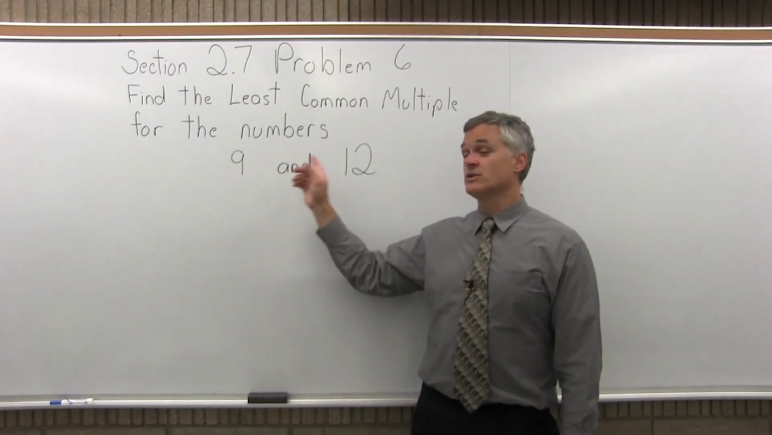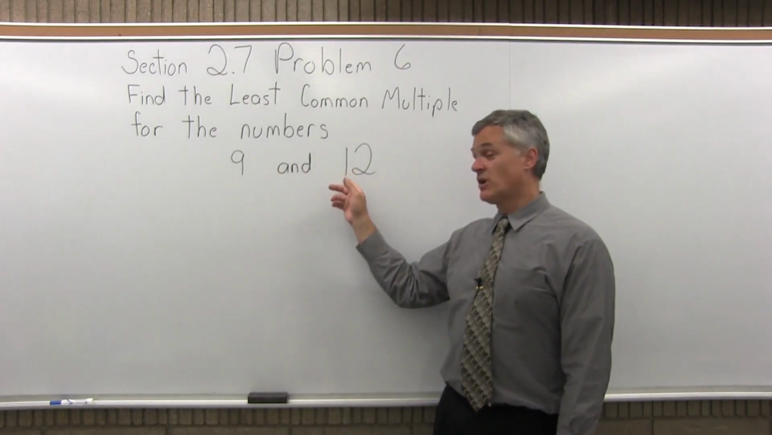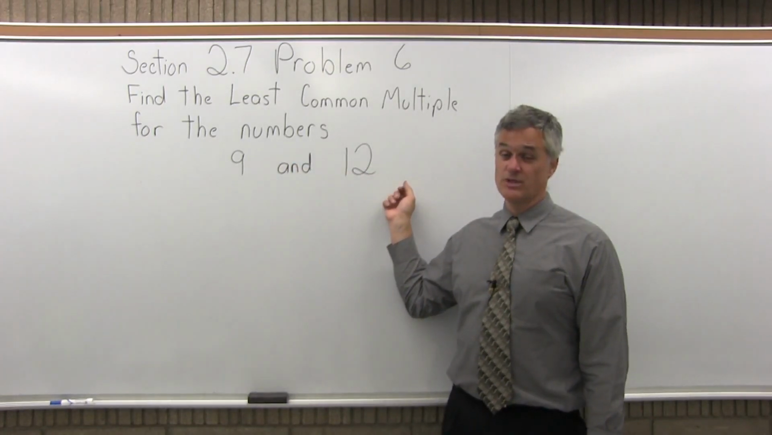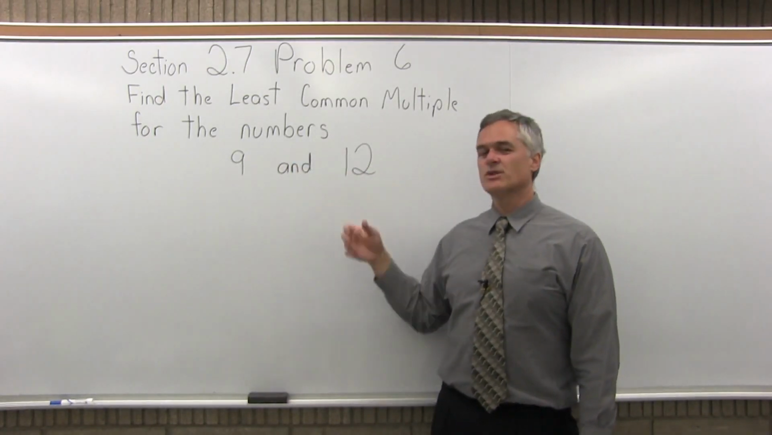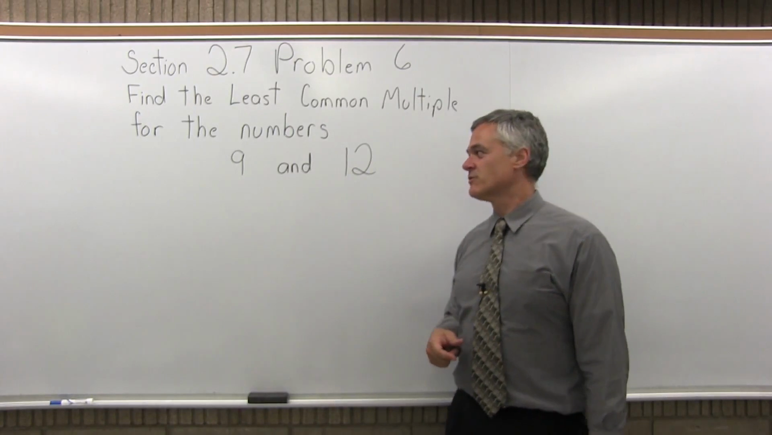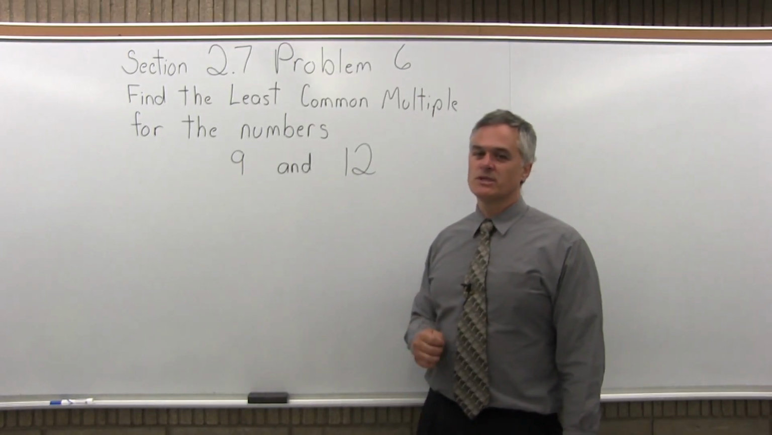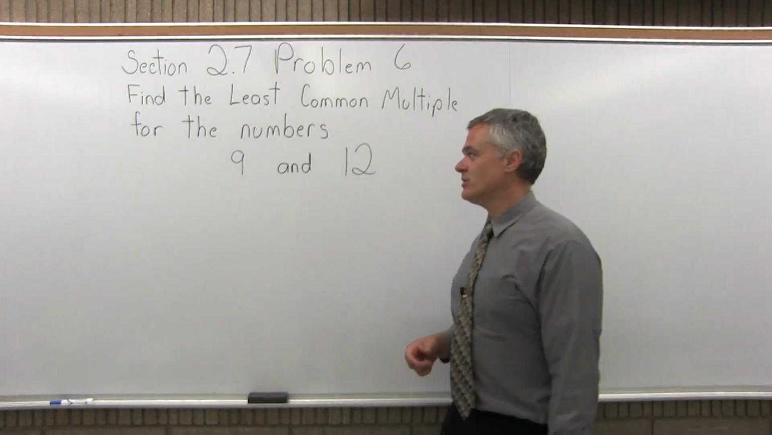9 divides into 36 evenly, 4 times 9 is 36. 12 also divides into 36 evenly, 3 times 12 is 36. And there's no number smaller than 36 that works. Let's say you don't see it so easily. What's the process? How would you do it?